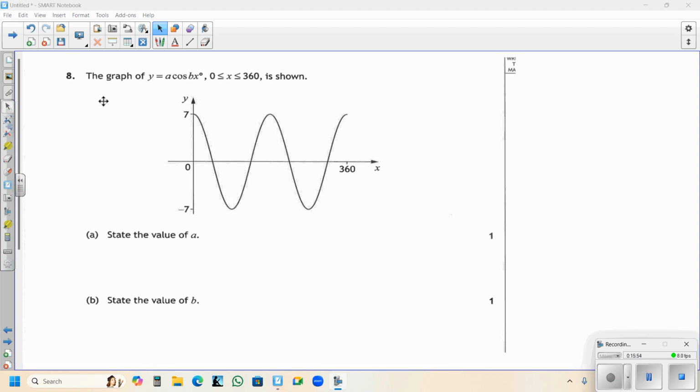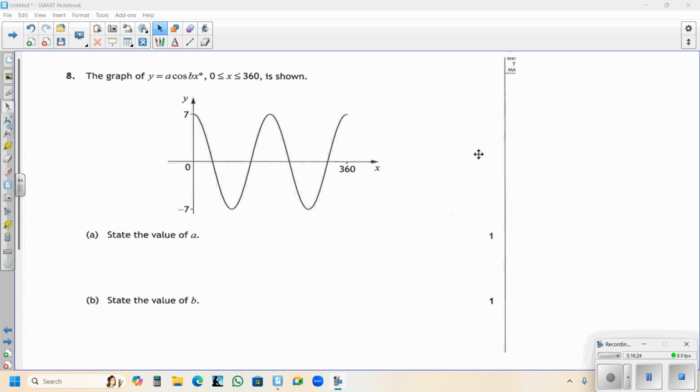Question number 8, it says the graph of y is equal to a cos bx, and that just means x is in between 0 and 360 degrees, so it's shown there. It says state the value of a. Now a, the number before the sine or the cos, gives you the amplitude, and the amplitude is half the distance between the biggest number that it reaches down to the lowest number. Now this graph is symmetrical, so that's 7 plus another 7 is 14, half it gives us 7, it takes us back to that number.